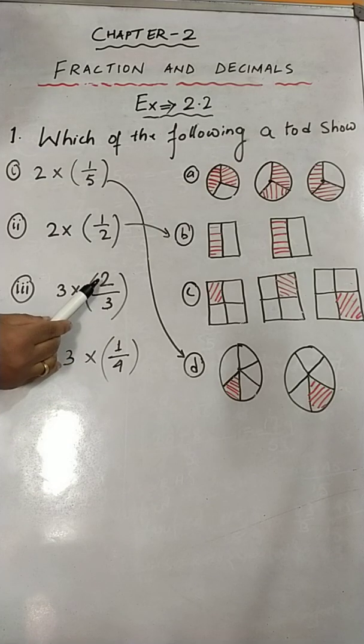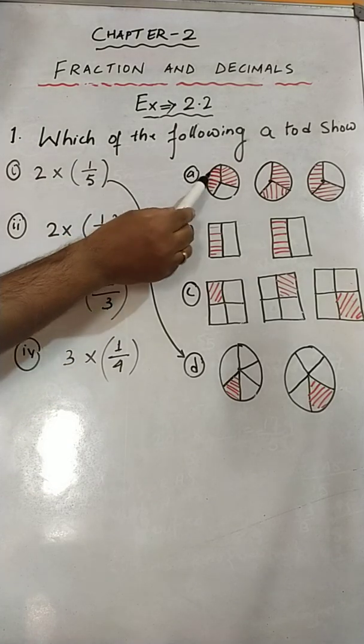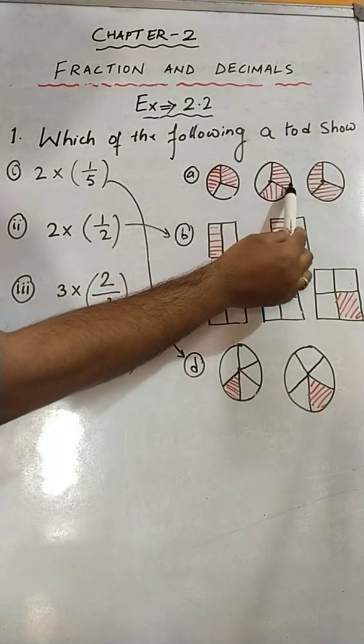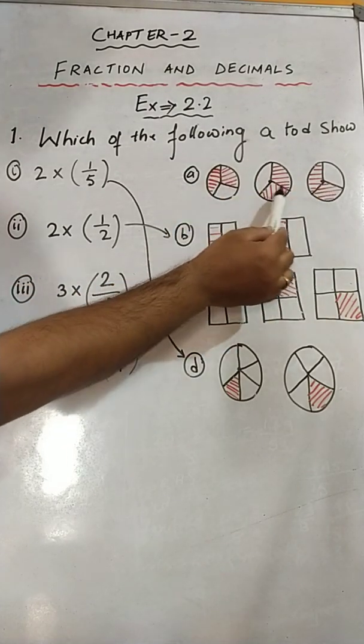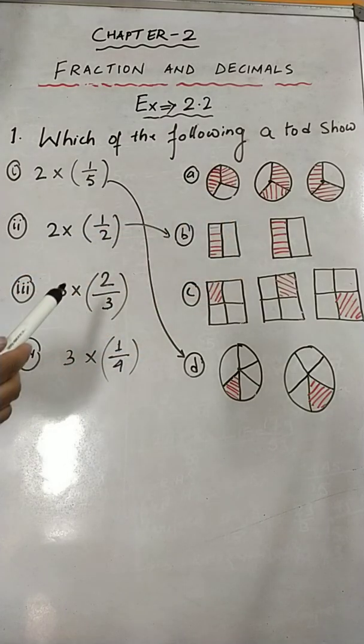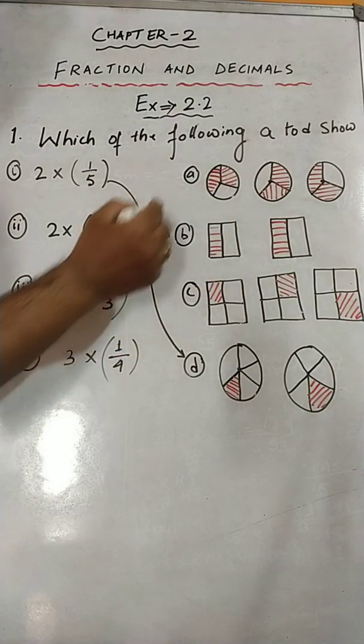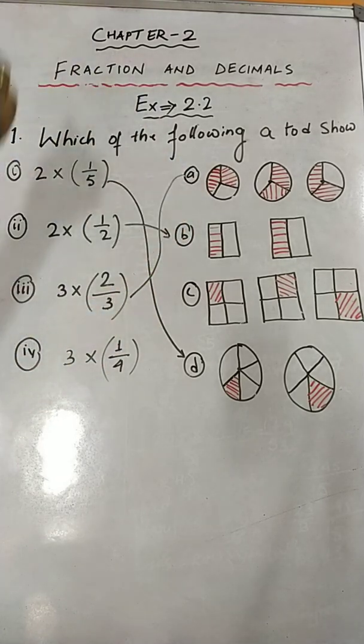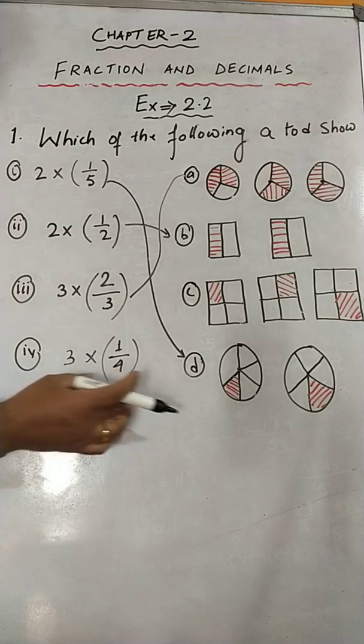And out of 3, how many parts are shaded? 2. See? 2. So each figure is divided into 3 parts and out of 3, 2 parts are shaded. And so this would be the option. So number 3 option is number A, and obviously sum number 4 would be C only.